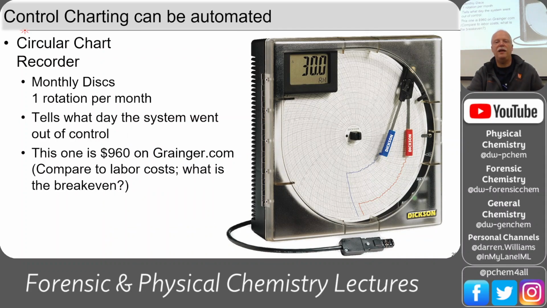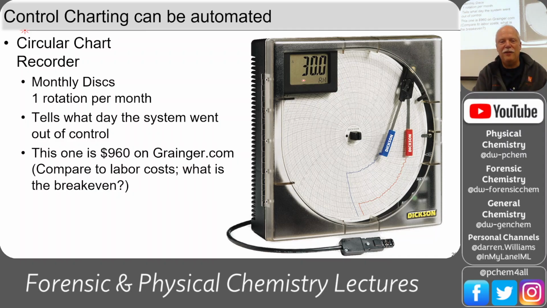Okay, we can automate control charting too. It is kind of tedious to collect your data, go put it in the spreadsheet, update your chart and all that stuff. And so these circular control charts are really popular. So this is a circular chart recorder that, let's say you're trying to monitor the relative humidity in the lab because you have samples that are hygroscopic and they'll soak up a lot of water, or whatever. And you can buy these monthly discs. And so this thing collects a month's worth of data on one disc. Isn't that cool?